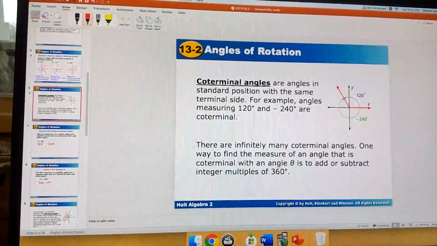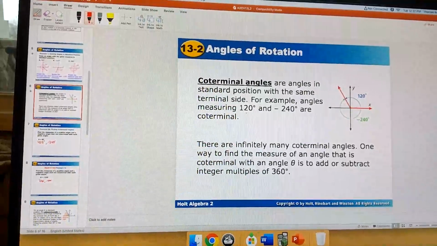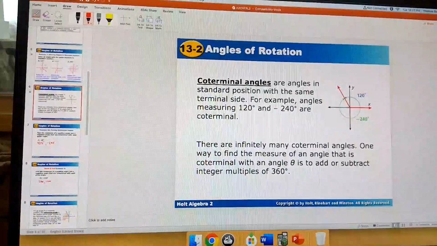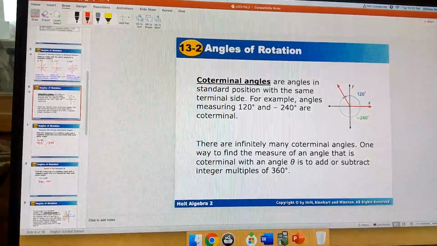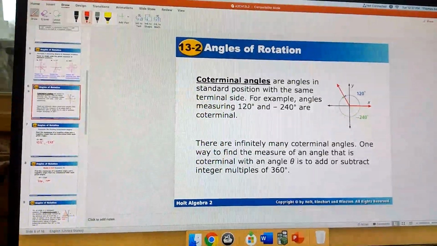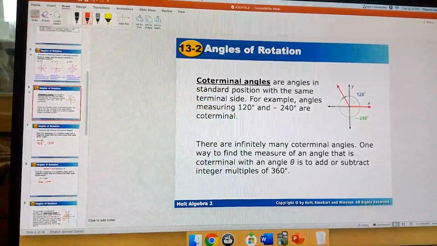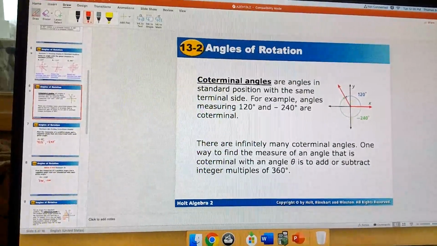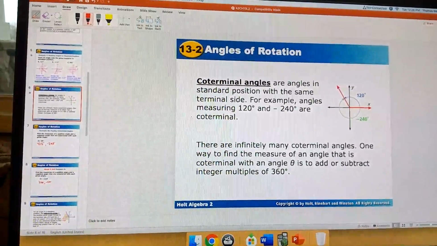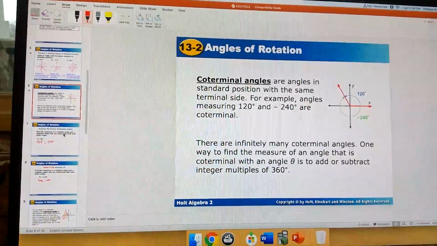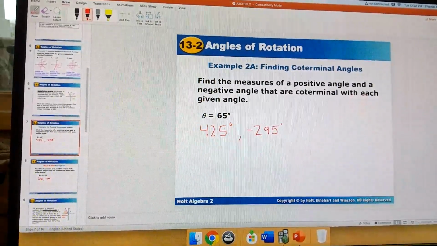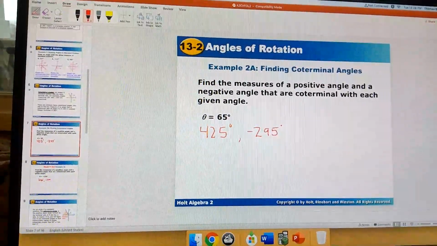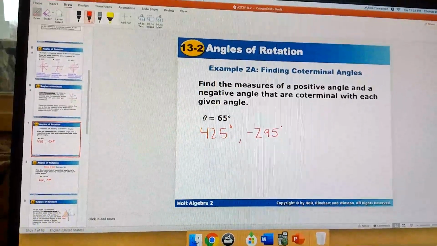So again, coterminal angles. As we realize, there are some angles that end up at the same spot. So when you do a positive 120 and a negative 240, they actually have the same terminal side. So there's infinitely many. The way to get that is to simply add or subtract 360 from your original angle. So here's an example. If we give you an angle of 65, and we ask, can you give us a coterminal angle? So angles that end at the same spot.